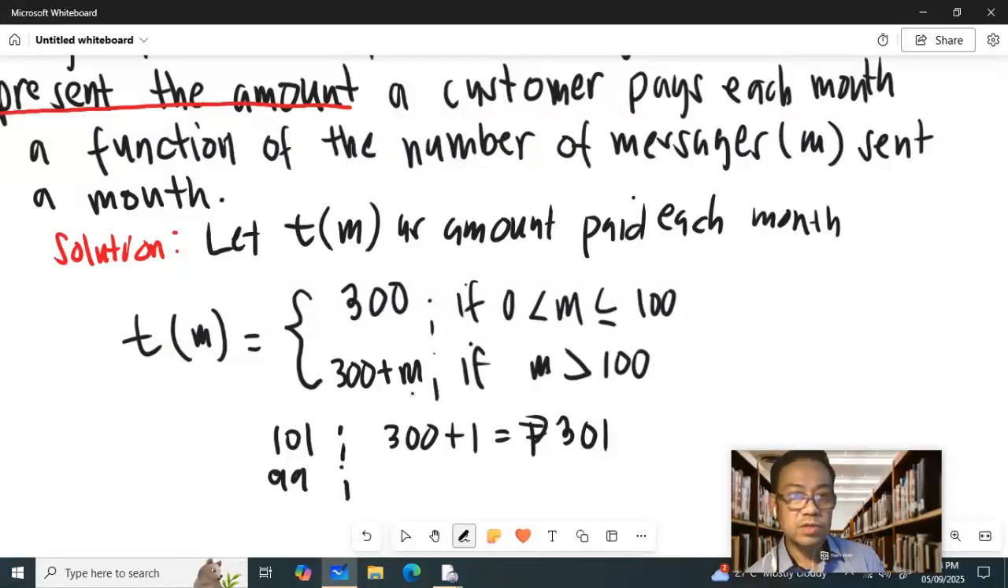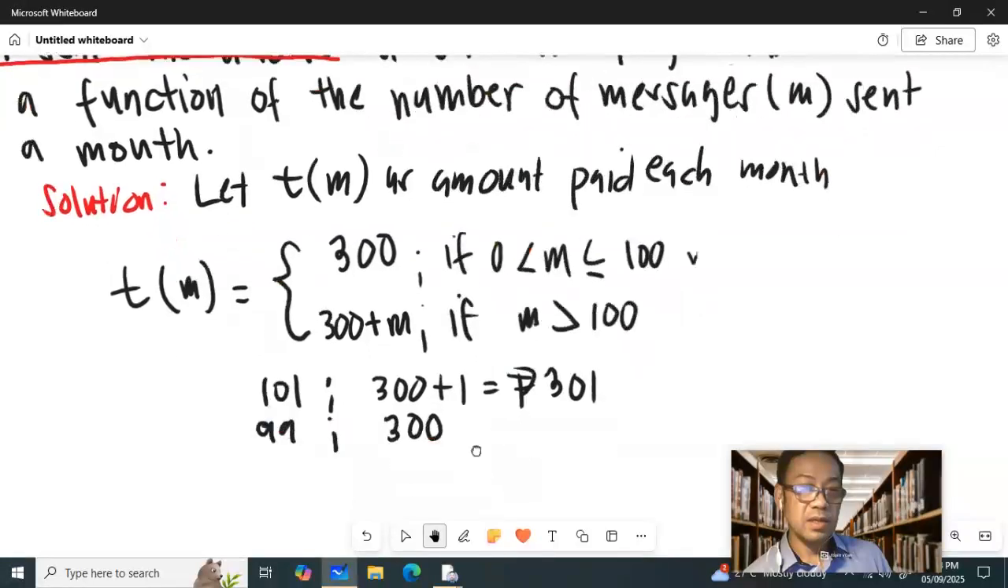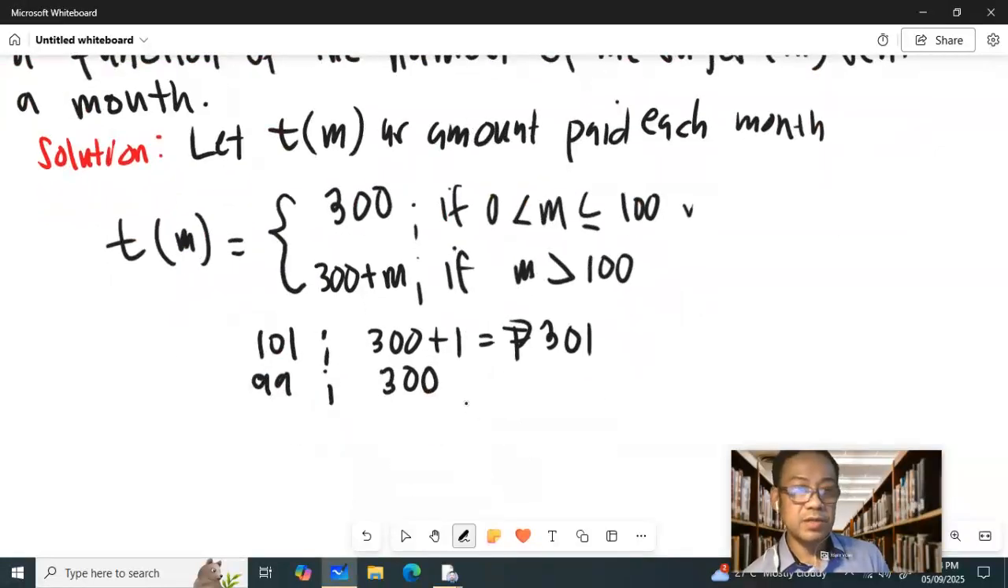So what condition are we going to use? No? So since 99 is in between 0 and 100, the charge is still 300 pesos. Okay? Let's say again, another example, we consume 200 messages. So 200 is greater than 100 text messages. This is our function to use. Okay?